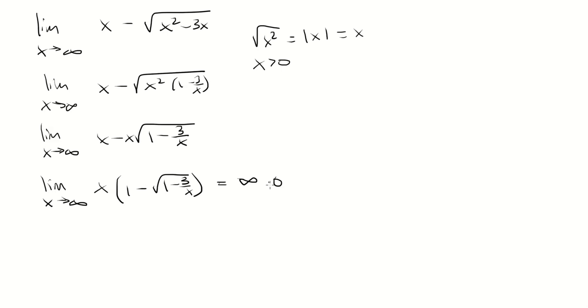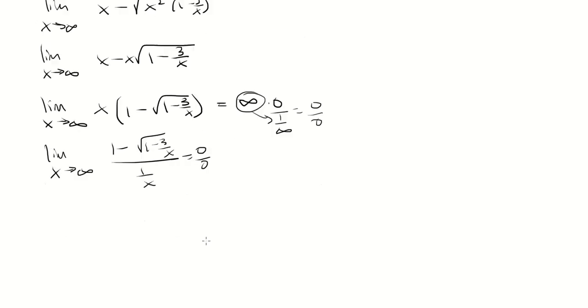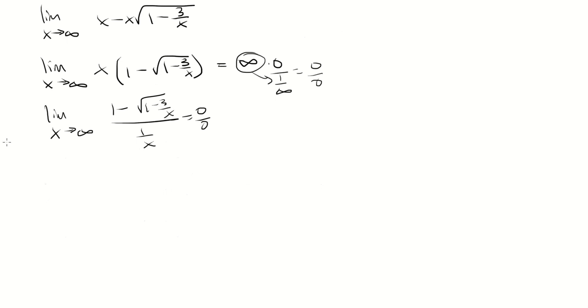We cannot use L'Hopital's rule directly, but we can manipulate this to use L'Hopital's rule. So we're going to take this positive infinity and just put it as a reciprocal, 1 over the infinity, because then we'll have 0 over 0. So let's take x and write it as 1 over x. And so now this goes 0 over 0. So we can use L'Hopital's rule.